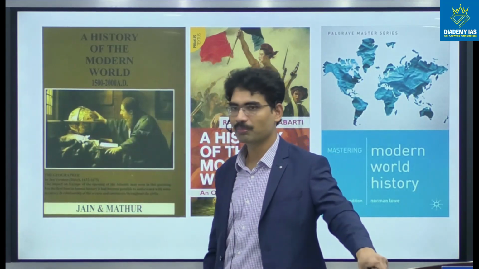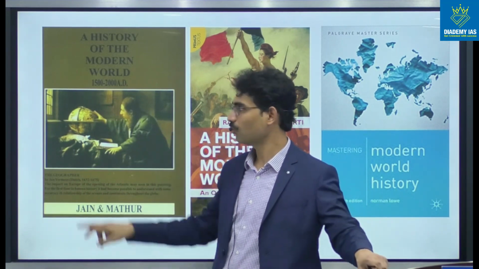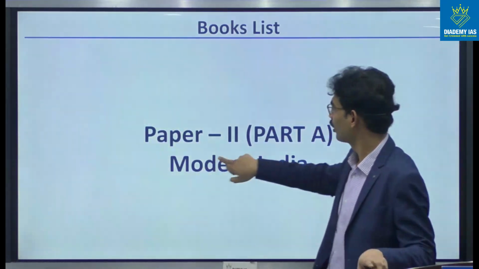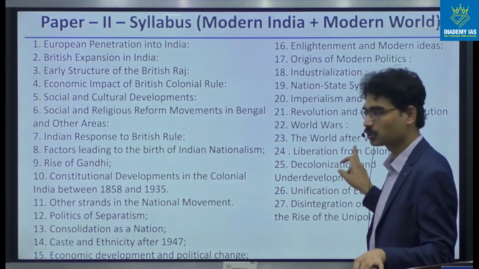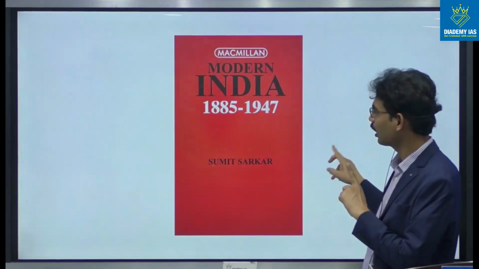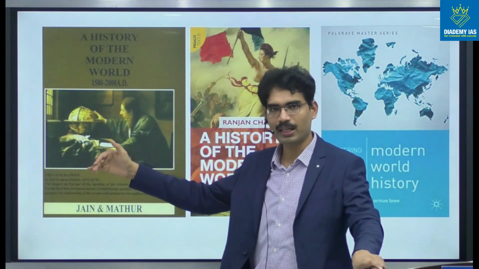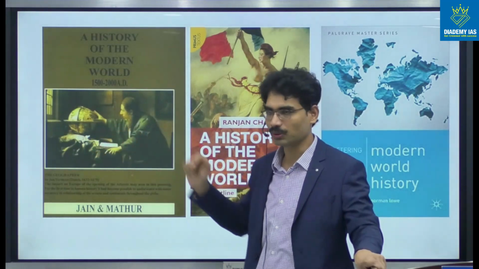This is Jain and Mathur. Syllabus-wise, like chapter 1, chapter 2, whatever our syllabus says. Like you see, this is the syllabus: Enlightenment, Origin of Modern Politics, Disintegration of Soviet Union. Like that, 16 to 27. This book covers in the same manner. And if you feel somewhat of a difficulty in this, you can go through this book.